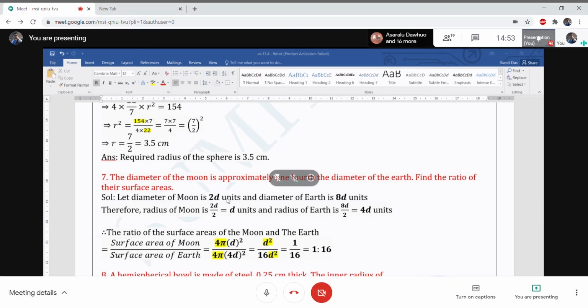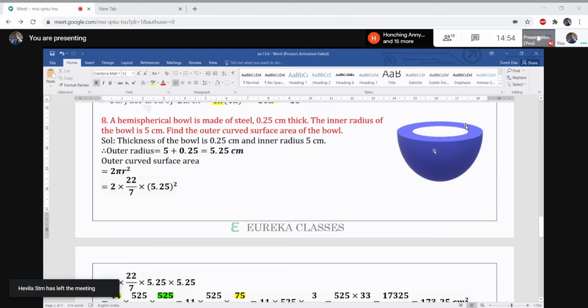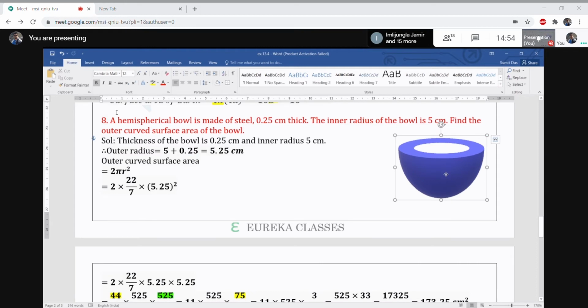This is a very easy question. We only have to take the values correctly, otherwise it's very easy. Then next we have one question. I already drew one diagram. In this question it is asked: a hemispherical bowl is made of steel, 0.25 centimeter thickness. You can see I tried to draw one bowl where the thickness is 0.25. The inner radius is given as 5 centimeter. We have to find the outer curved surface area. So basically, what is given?